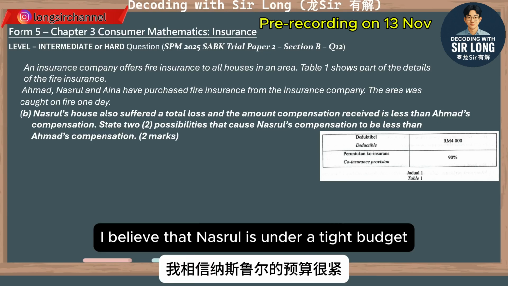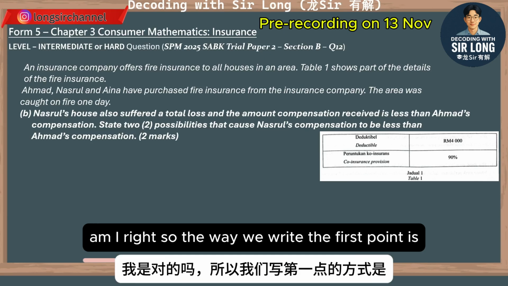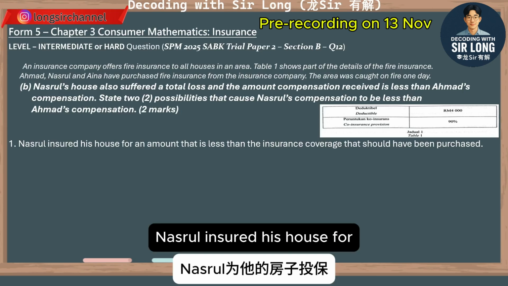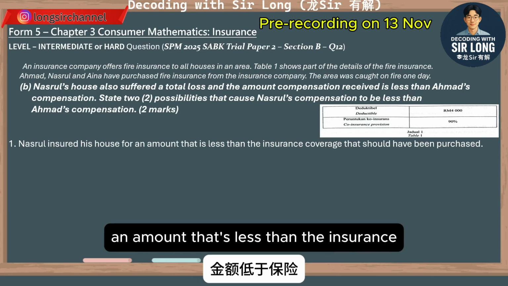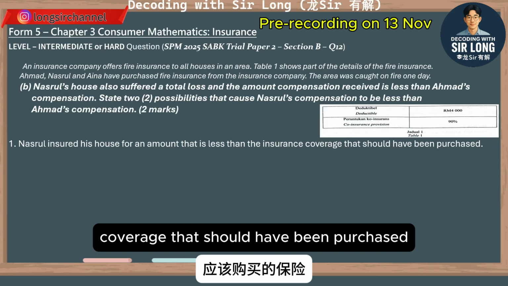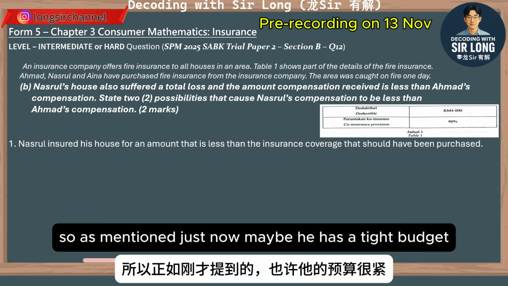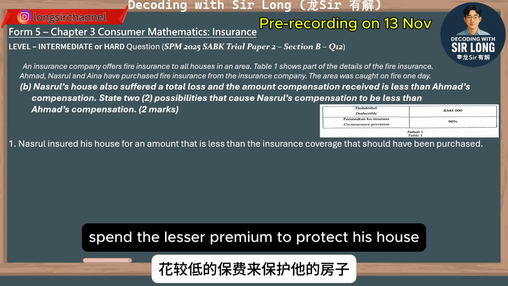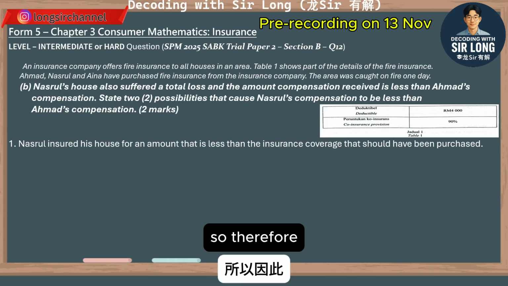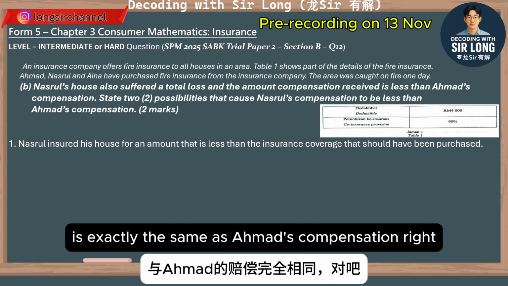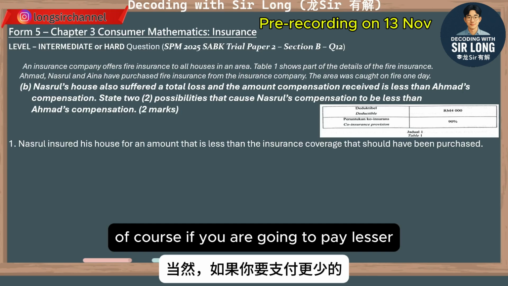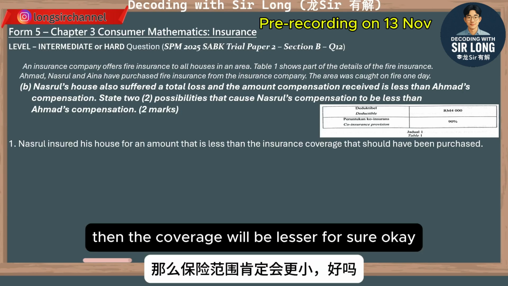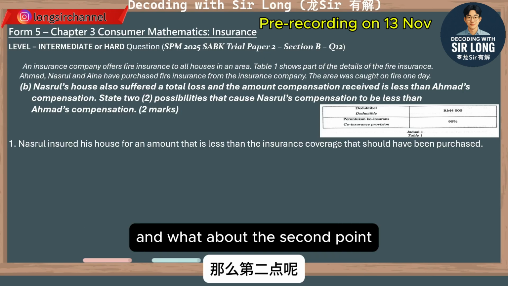Okay, the first thing is, I believe that Nasrul is under a tight budget, am I right? So the way we write the first point is, Nasrul insured his house for an amount that's less than the insurance coverage that should have been purchased. So as mentioned just now, maybe he has a tight budget. He won't be able to afford a higher premium, so he just spends the lesser premium to protect his house. So therefore, since we know that the amount of compensation is the same as Ahmad's compensation, right? Of course, if you are going to pay less, then the coverage will be less for sure. Okay, so this is the first point. And what about the second point?